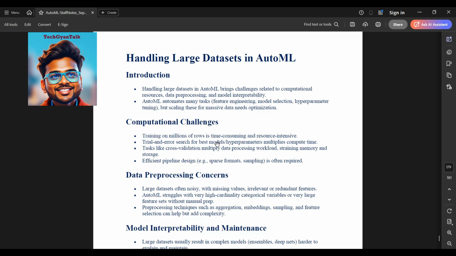So, computational challenges. What are the challenges you have in handling large datasets? Training on millions of rows is time consuming and resource intensive. Trial and error search for the best models and hyperparameters multiplies compute time, and tasks like cross validation multiply data processing workflow, straining memory and storage. For efficient pipeline design, for example sparse formats, sampling is often required.